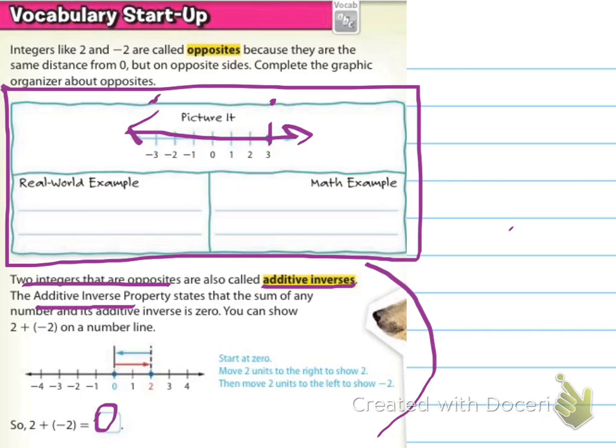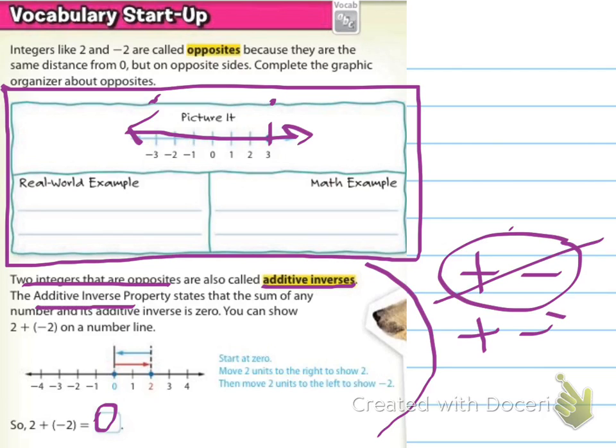And what you would have seen as you were doing the inquiry lab would have been what they called 0 pairs. That the positive and the negative go together and they make 0.